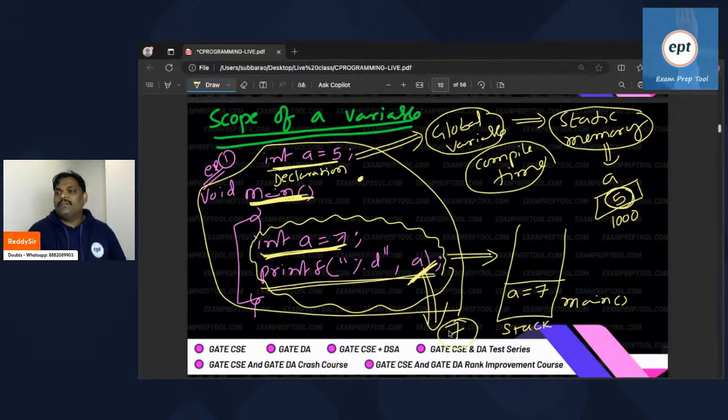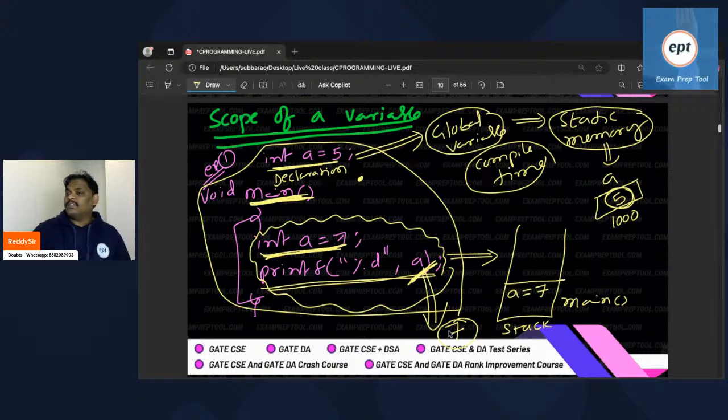Answer will be 7. Whenever you say print any variable, immediately it will check in my locality, is A there or not. If it is there, it will print it. If it is not there, it will look somewhere else.